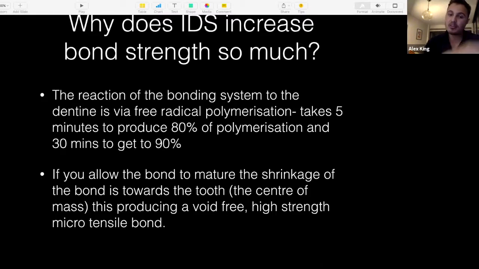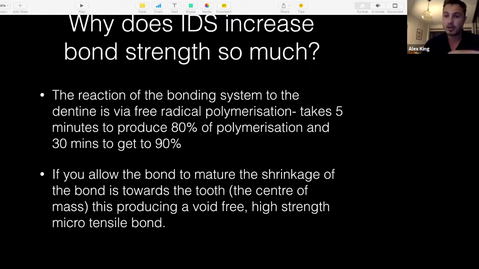So if you do your immediate dentine seal, allow it to mature for 5 minutes, the shrinkage of the actual flow of the polymerization within the bonds will be towards the center of mass. During immediate dentine sealing, the center of mass is still the tooth. So the polymers in the resin will move towards the dentine and leave a void-free, high-strength, high micro tensile bond strength hybrid layer.